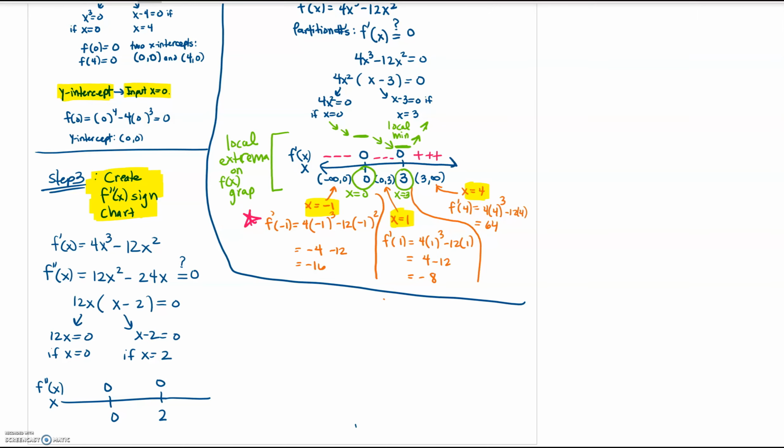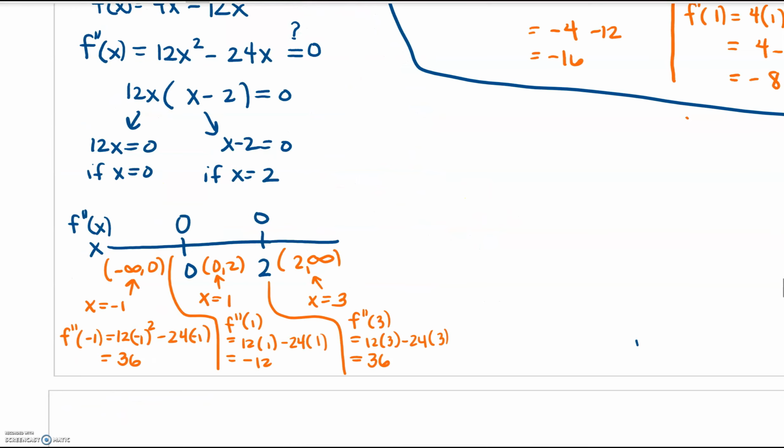So now we just need to do our test points. Okay, selected some test points in each of the 3 regions. My first test point was x equals -1, and again, make sure you are plugging it into your second derivative rule. When I did that, I got a positive output, so that region has plus signs above it. When I tested x equals 1, I got a negative output, so that region is marked with negative symbols. And when I tested x equals 3, I got a positive output, so that region is represented with positive symbols.